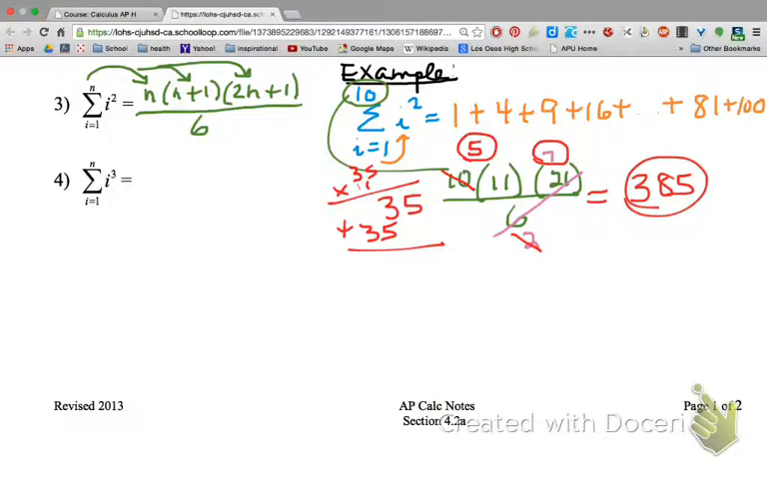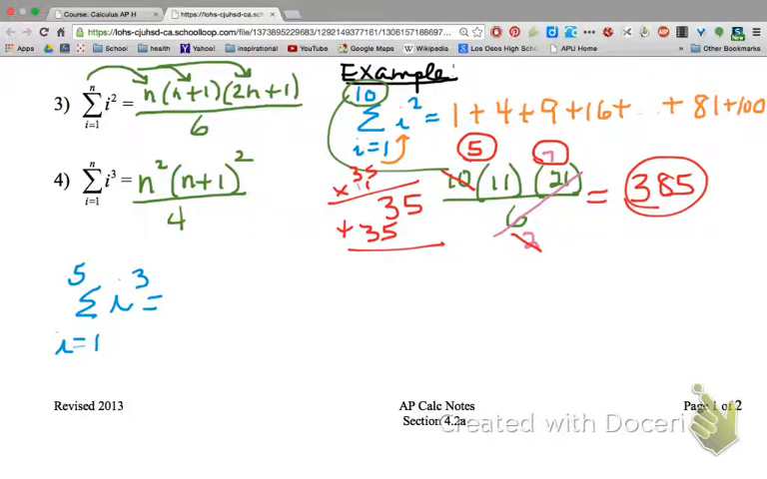Okay, so the next one, i cubed, the magic formula is n squared times n plus 1 squared, and then divide that all by 4. So an example for that one is, what if I look at the first 5 cubed numbers? If I were to write those out, again, I would plug in 1 first. And so 1 cubed would be 1. And then plug in 2. 2 cubed would be 8. And then 3 cubed. And then 4 cubed.